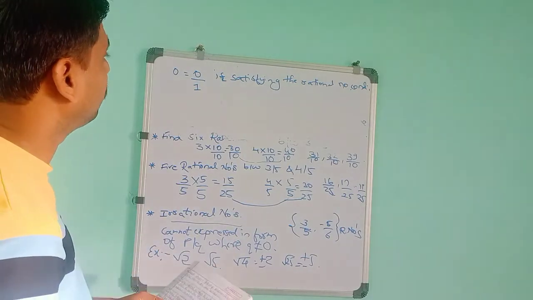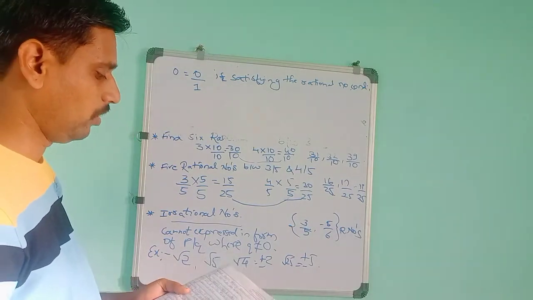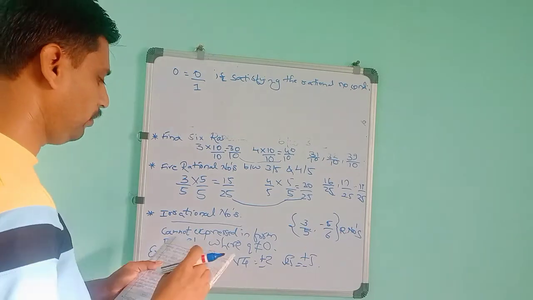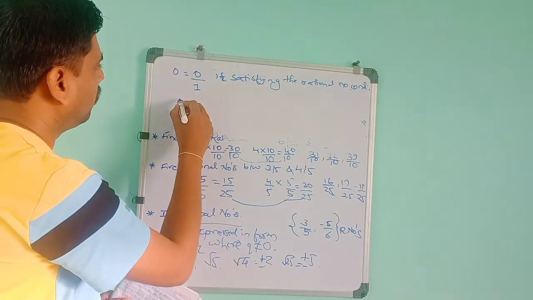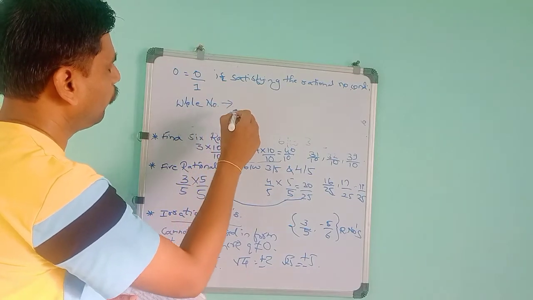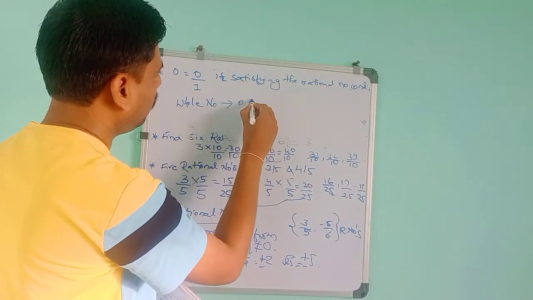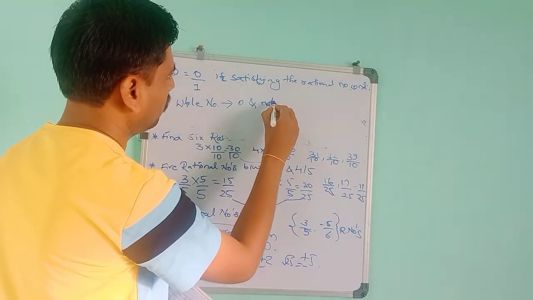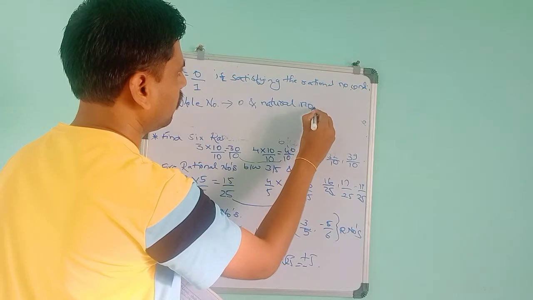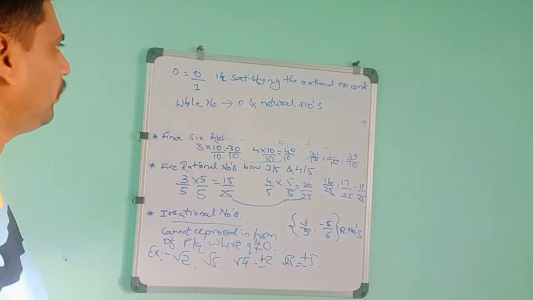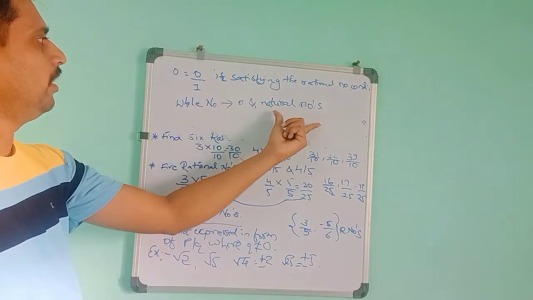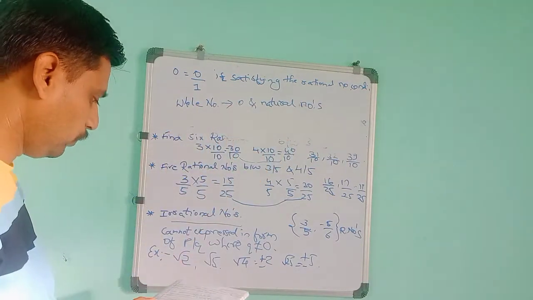They will ask like this: is every natural number a whole number or not? Yes, because whole numbers include both 0 and natural numbers. So every natural number is a whole number, because whole number means 0 and natural numbers. So it is true.